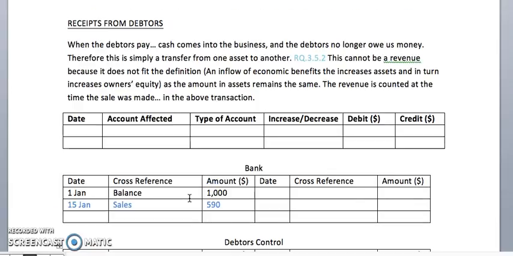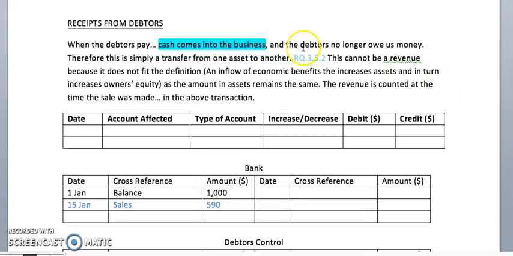Okay, so if we've done a credit transaction or a credit sale, it means that these people are eventually going to have to pay us. When the people eventually pay us, cash is coming into the business and we have to record this. So the debtors no longer owe us any money. If the debtors don't owe us any money, then we need to make sure that we're decreasing the amount in the debtors' control because they don't owe us that anymore, so it's not going to be a future economic benefit.